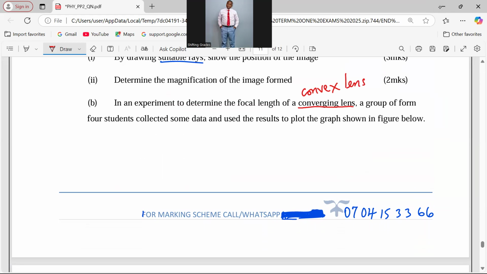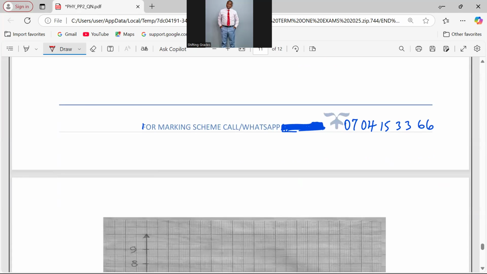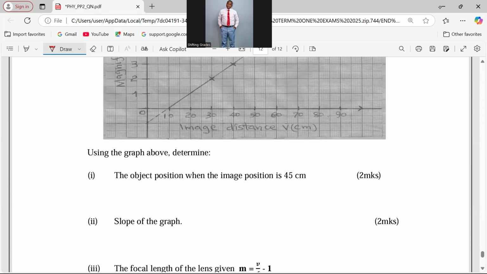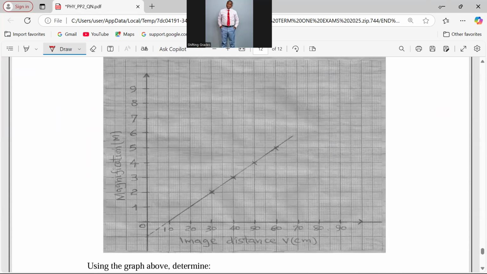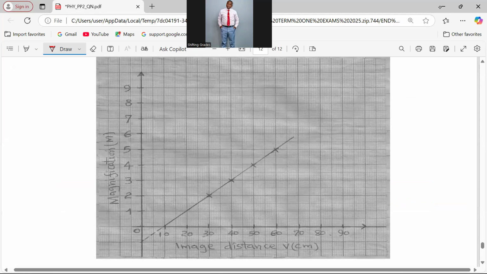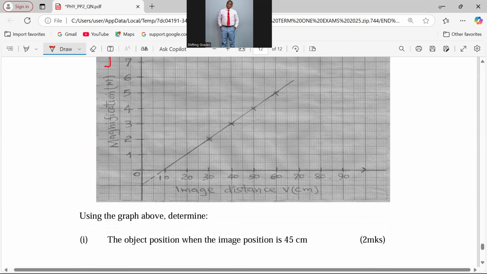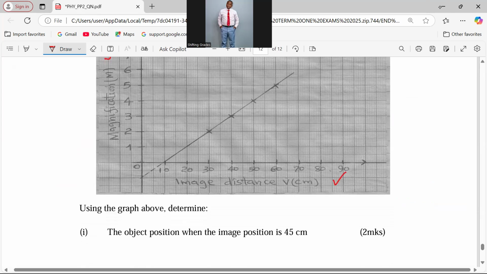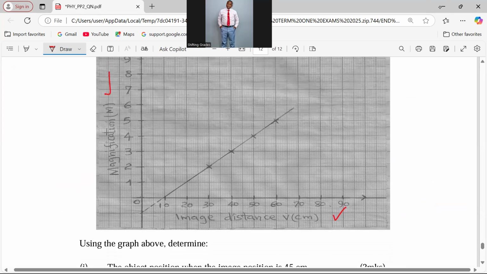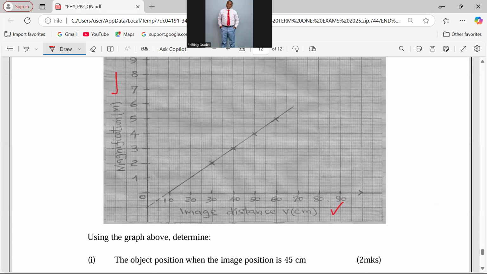A group of 4 students collected some data and used the results to plot the graph shown in the figure below. So let's look at the figure whereby this data was plotted. You can see a plot of magnification on the y-axis against image distance V on the x-axis. So we can see that the graph is a straight line.